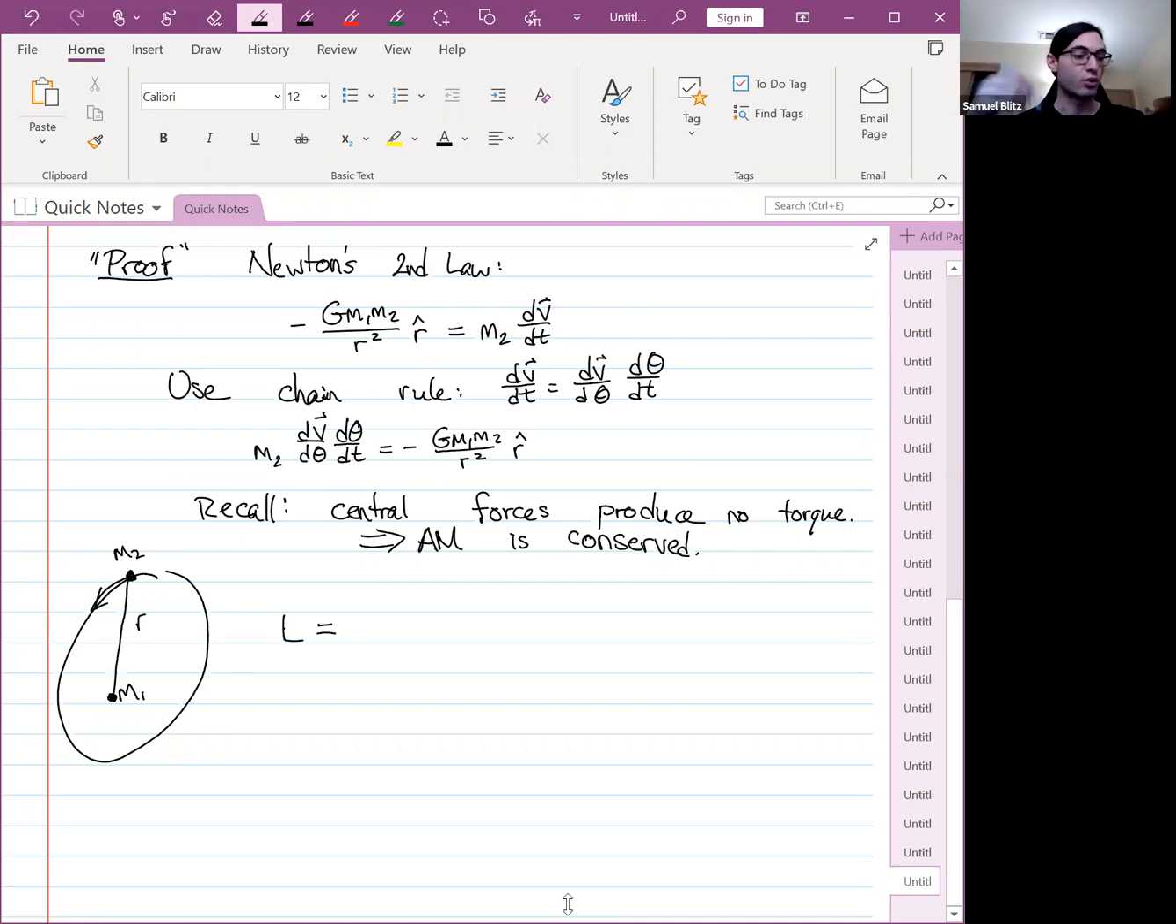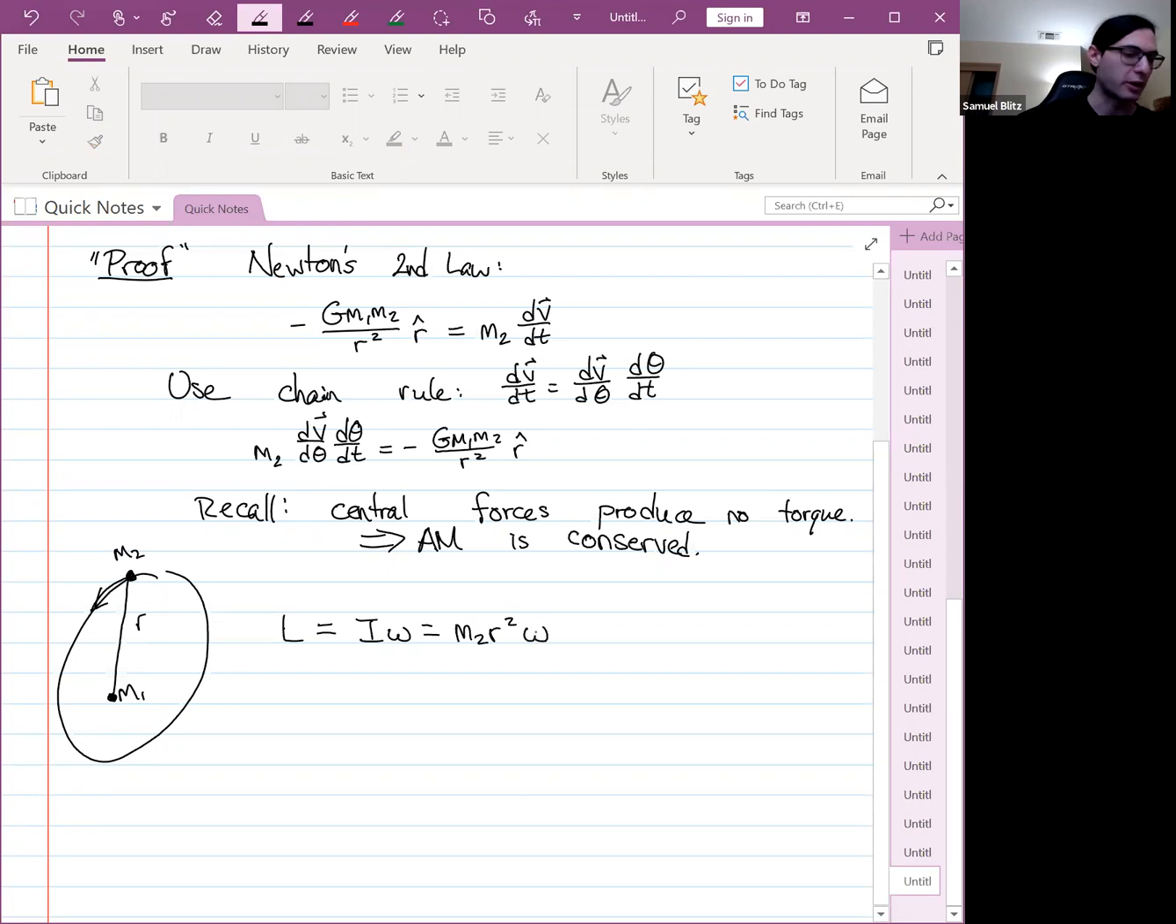Omega is the rate at which it goes around, and we're just going to leave it as omega. It might depend on time. In fact, it does depend on time. It covers more angle here than it does over here, but that's neither here nor there. And the moment of inertia of an object, a distance r from the axis of rotation, is mr squared. So here, L, which is in this case I omega, would be m2 r squared omega.